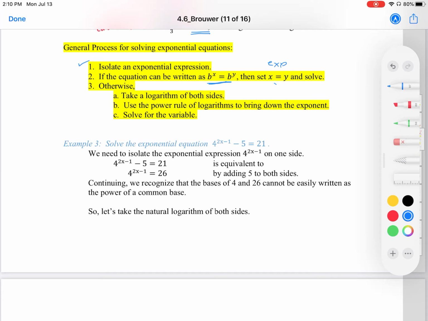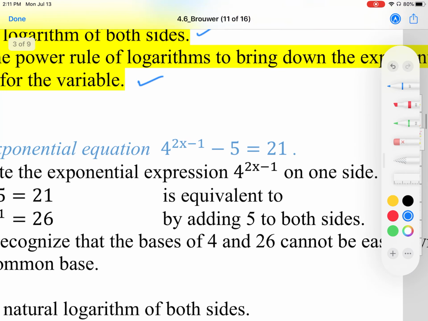Otherwise, you have to take the logarithm of both sides, use the power rule to bring down your exponent, and solve for the variable. So let's take a look at example 3. Solve the exponential equation. All right, so we can't write it as the same base. So let's go ahead and take the ln of both sides.